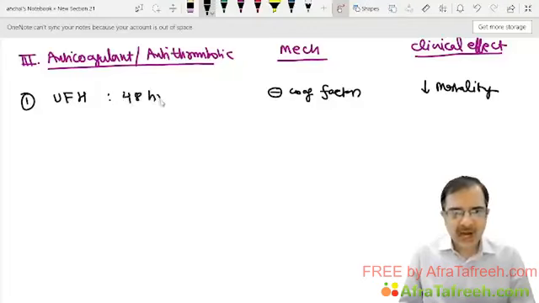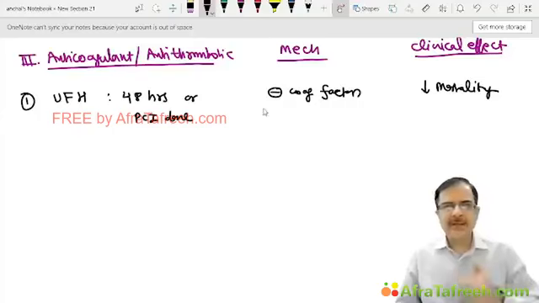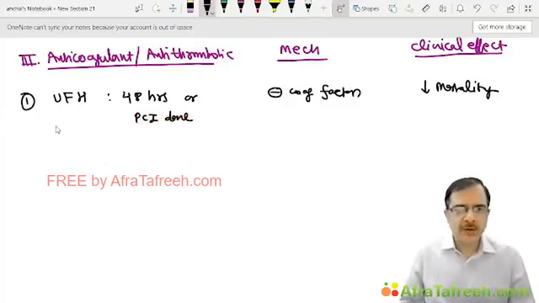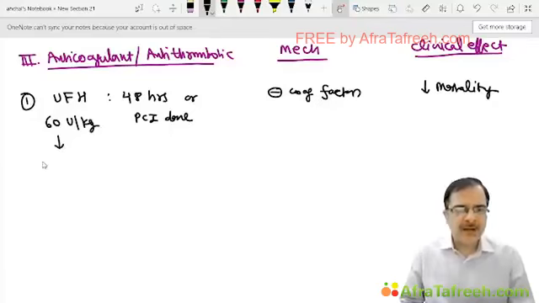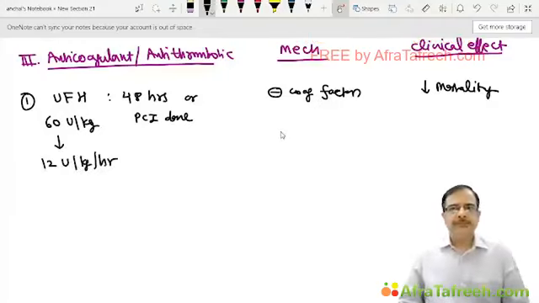Now, for how long is this given? This is given for 48 hours or till PCI is done. During that time it is given. It is not given for a very long term. So 60 units per kg is the bolus, followed by an infusion of 12 units per kg per hour.